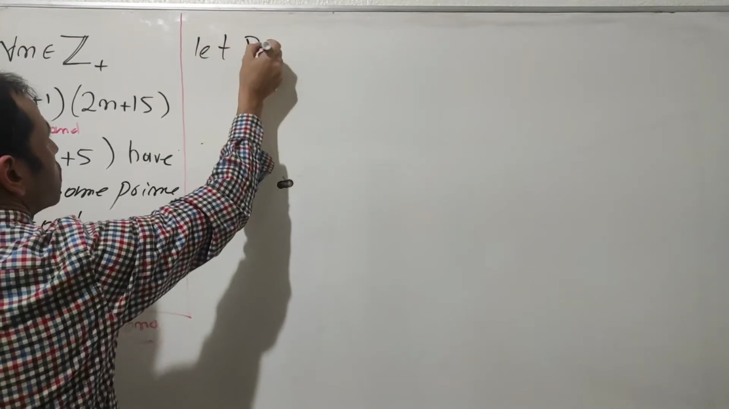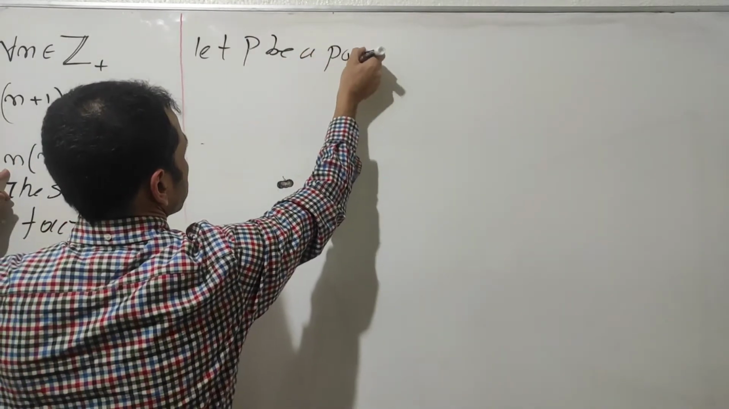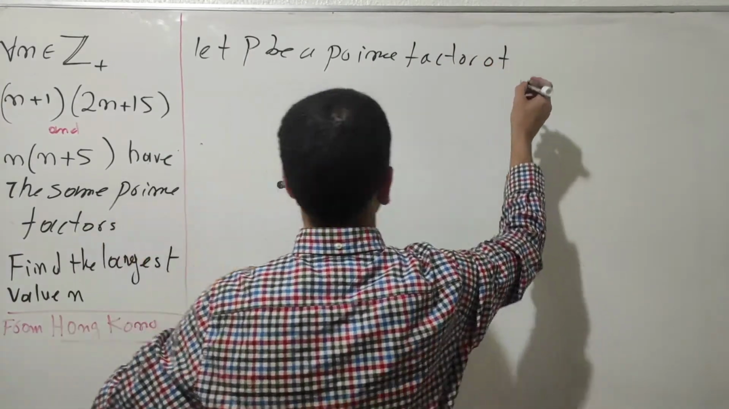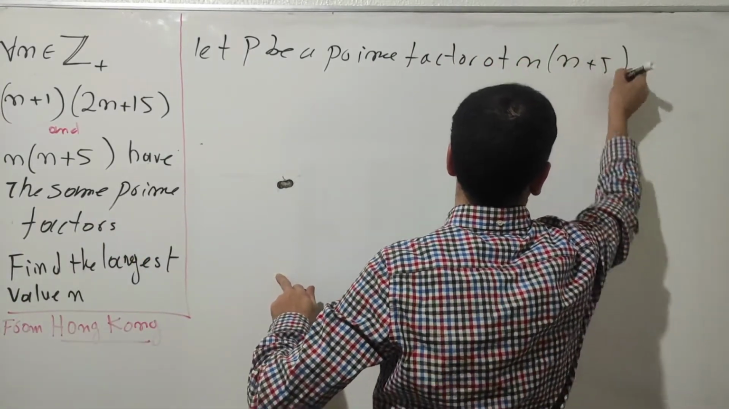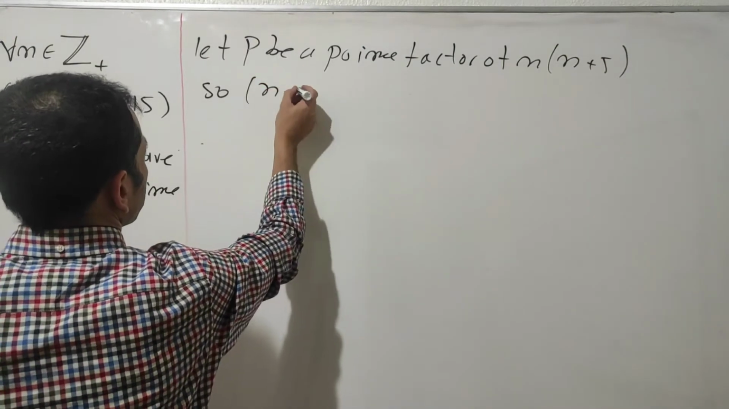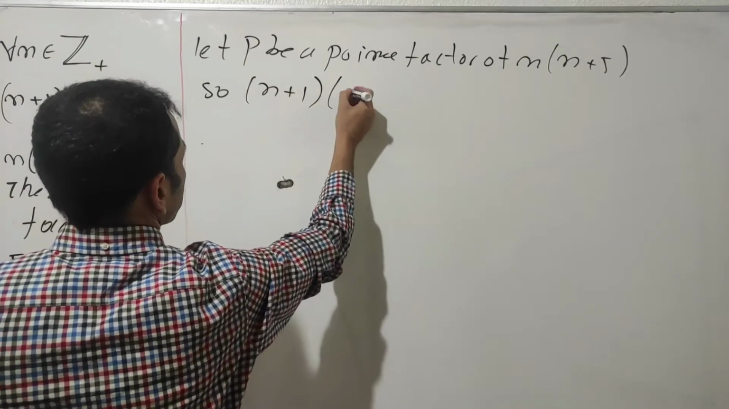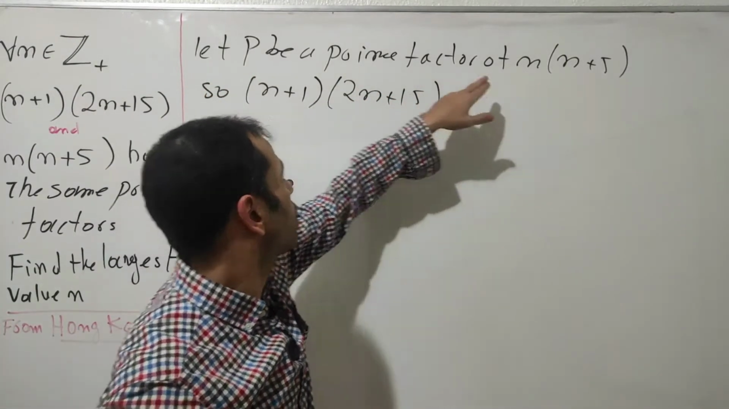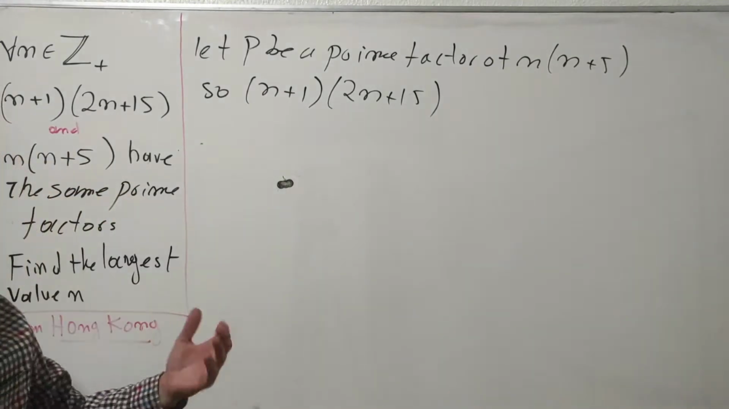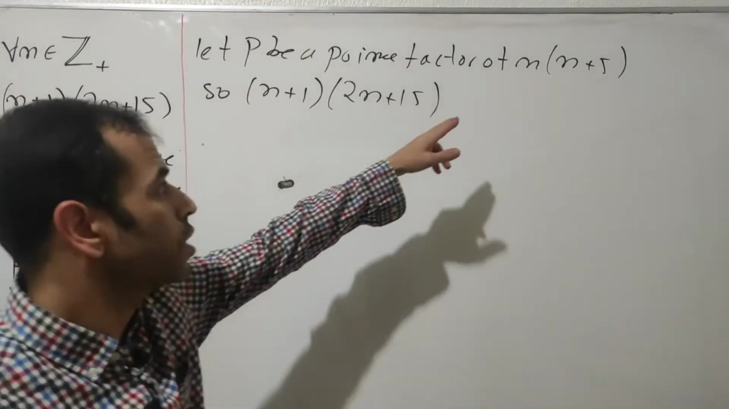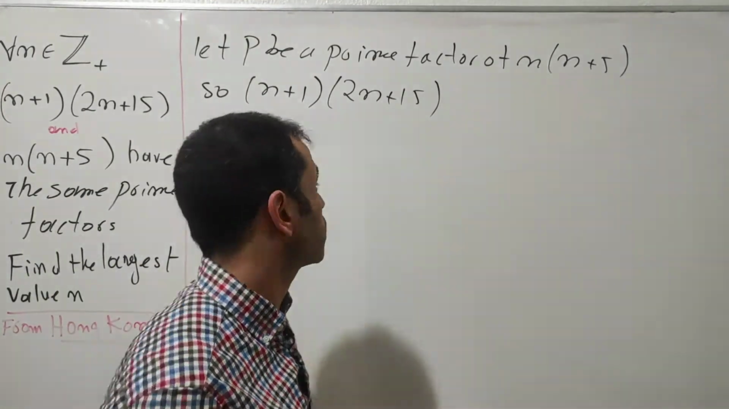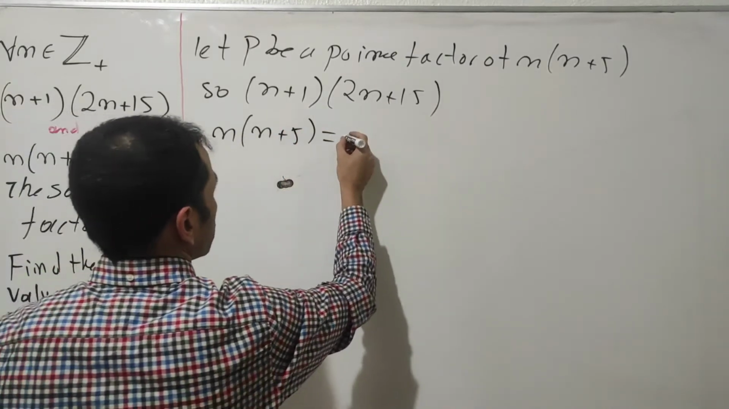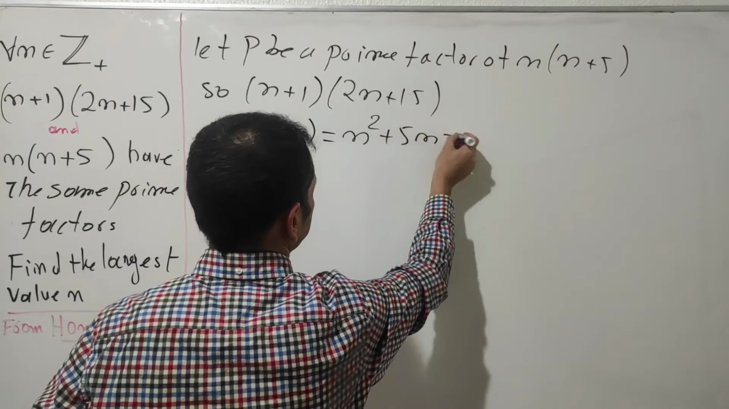Let p be a prime factor of n multiplied by (n plus 5), and also of (n plus 1) multiplied by (2n plus 15). This means p divides this one as well as this one, because they share the prime factors. Starting with the first product, n multiplied by (n plus 5) equals n squared plus 5n.